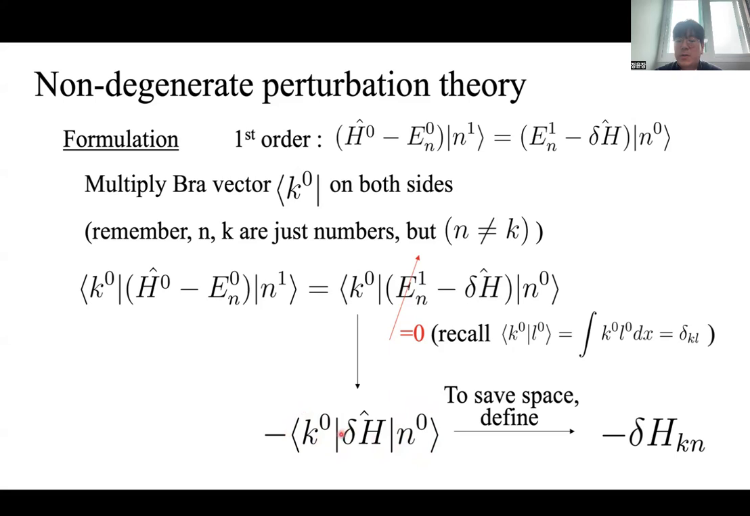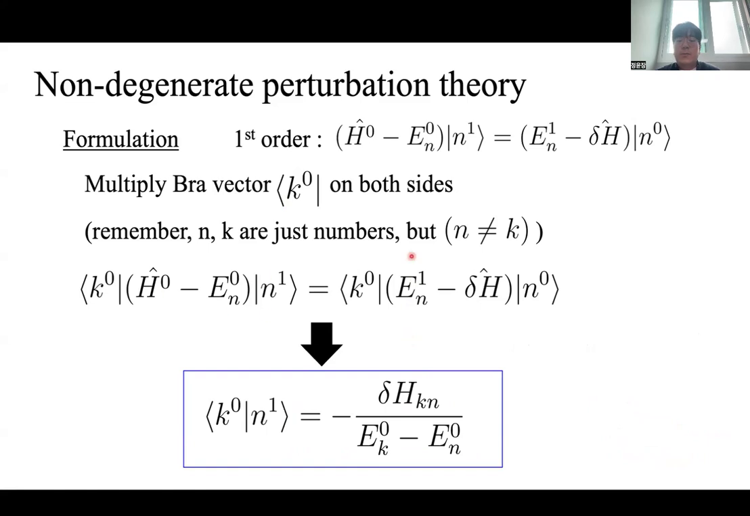So to save space, we're not going to write this fully like this anymore. We're just going to write it like this. I'm going to write delta H, and then I'm going to have two subscripts here in order. So if I have Kn, it means I'm taking the expectation value of this additional Hamiltonian with vector K and vector N, okay?